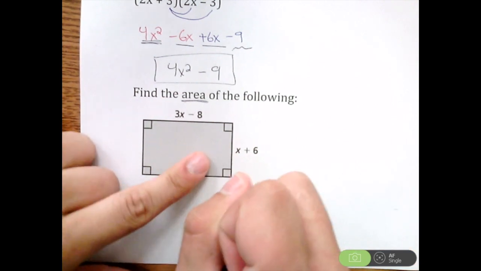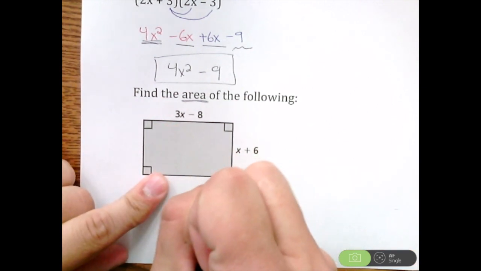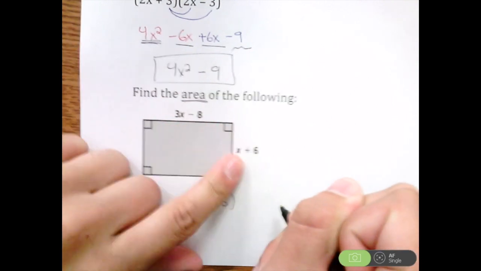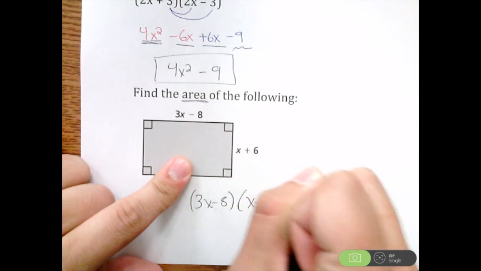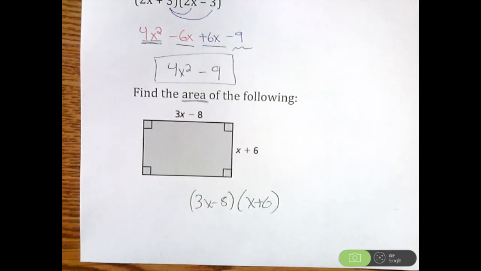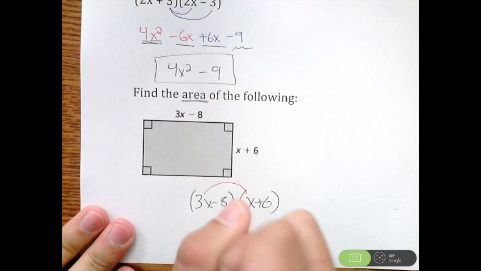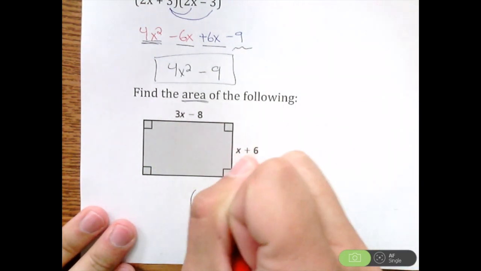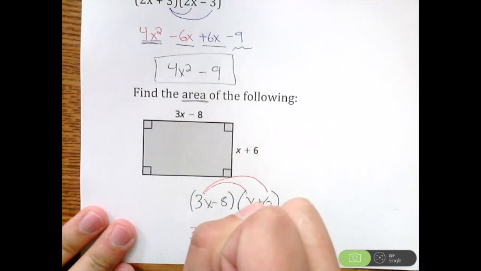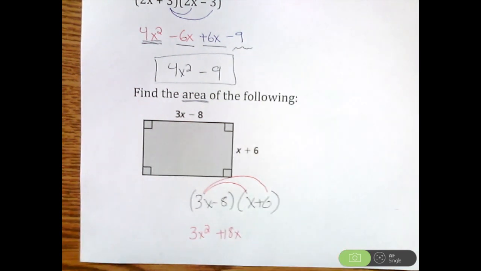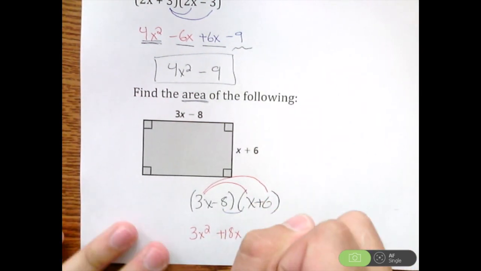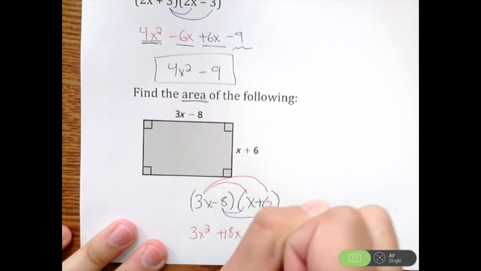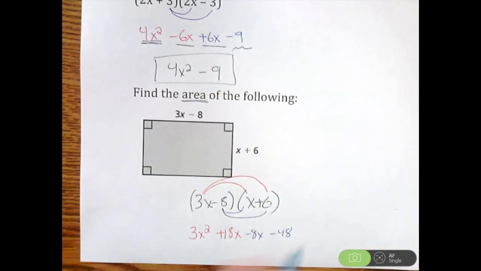So I need to take my base, which would be 3x minus 8, times the height, which is x plus 6. And we're going to multiply those together. So 3x times x is 3x squared. 3x times 6 is 18x. And then we're going to distribute that negative 8. Negative 8 times x is negative 8x. Negative 8 times 6 is negative 48.